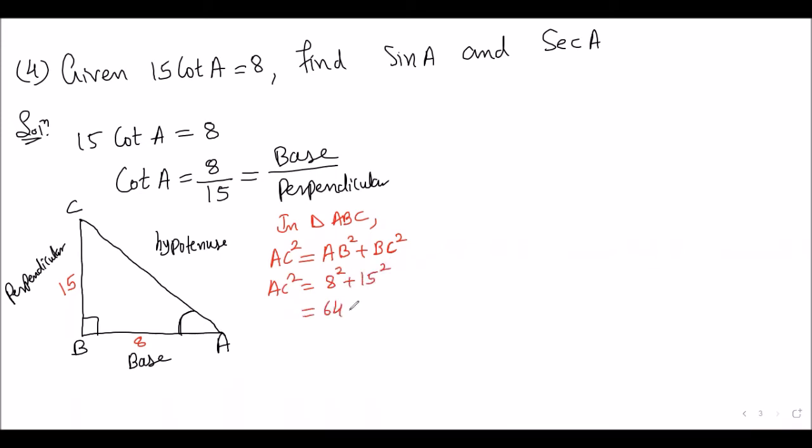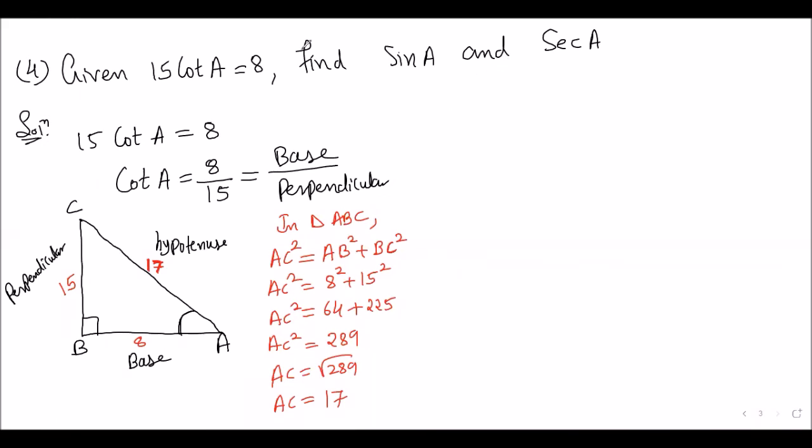8 square is 64, and 15 square is 225. So 64 plus 225, what is the answer? 289. So what is the square root of 289? 17. Correct, the square root of 289 is 17. If you don't know the square root of 289, then it is very difficult. Please, you have to remember square roots up to 625. Then only you will be able to solve the problem.